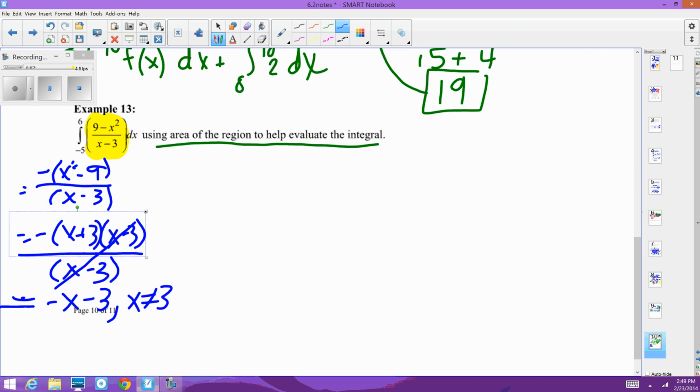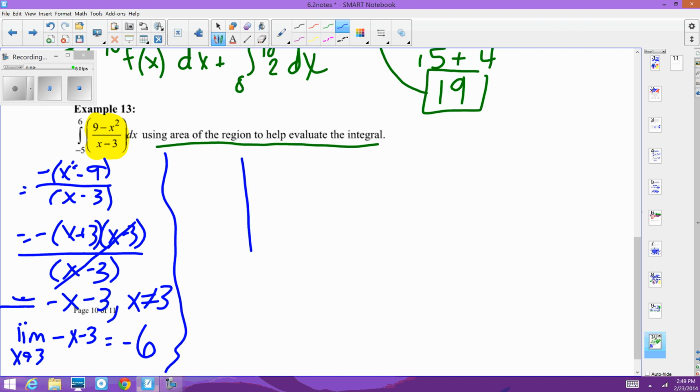All right, and the hole, if we take the limit of negative x minus 3 as x approaches 3, we could figure out that would be negative 6. All right, this is all stuff that we've done before. Hopefully you remember some of it. So we could draw this graph, negative x minus 3. But we have a hole at the point 3, negative 6.